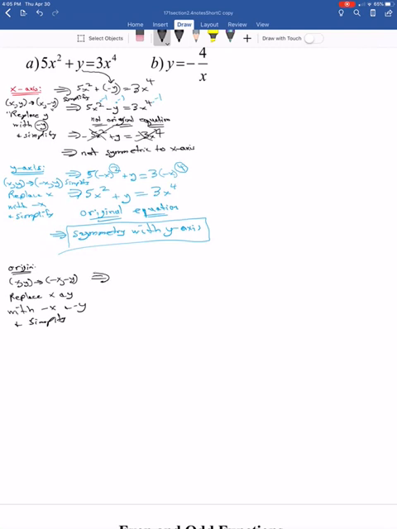We have symmetry. Now as we do that test, we have 5 times negative x squared plus y. So wherever we see our variable, we're going to put in the opposite. So plus negative y equals 3 times negative x to the 4th power. As I simplify, of course, negative x squared becomes x squared, plus negative y is a minus y, and 3 times negative x to the 4th power is 3 times x to the 4th.